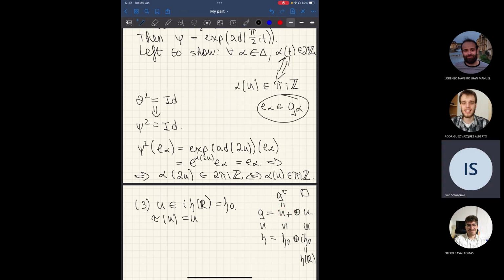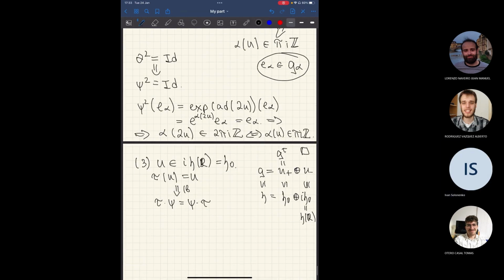But because tau of U is U, it follows that tau times psi is the same as psi times tau. This is just because psi is the exponential map of ad of U.